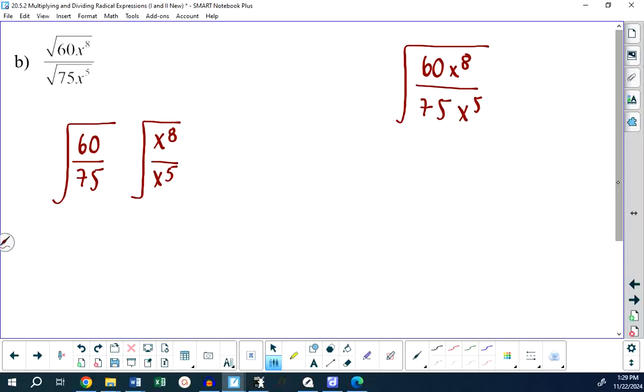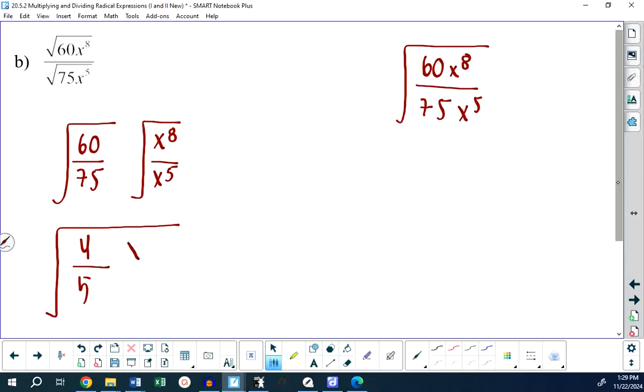Can you simplify 60 over 75? They're both divisible by 5. I think it's going to be 12 over 15. Oh, which is 4 over 5, isn't it? So 4 over 5. The bottom line is we're going to end up with a 4 over 5 under the square root. I regret splitting these up into 2 square roots. I don't think it does anything for us.